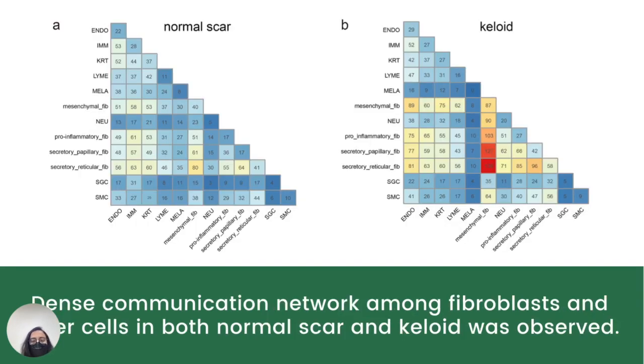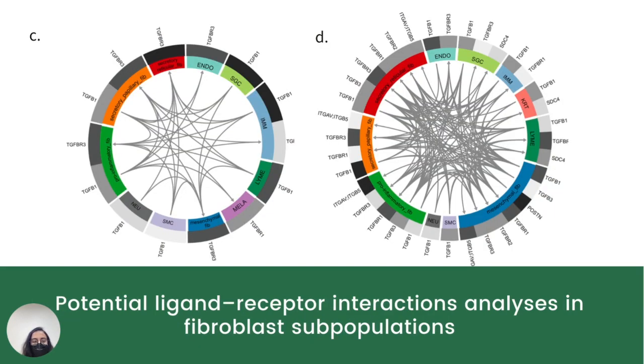In terms of potential ligand-receptor interaction analysis in the mesenchymal fibroblast subpopulation, in normal scar, interactions between secretory reticular fibroblasts and other cells were most evident, but in keloid, interactions between mesenchymal fibroblasts and other cells were most evident, suggesting the important role of mesenchymal fibroblasts in keloid development. These ligand-receptor circles indicated that fibrosis signaling interactions such as TGF-beta, POSTN, and PDGF were significantly increased in keloid as shown in D compared to the normal scar as shown in C.